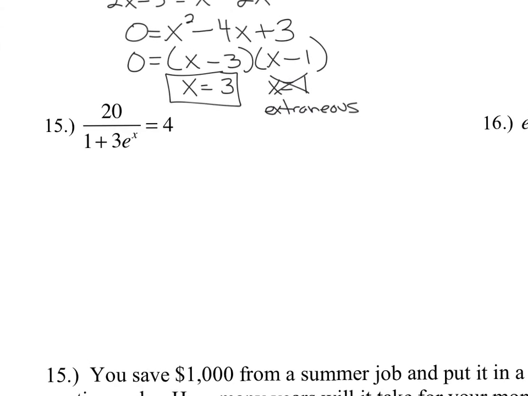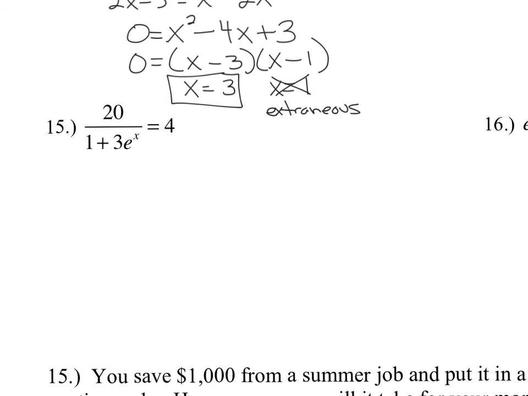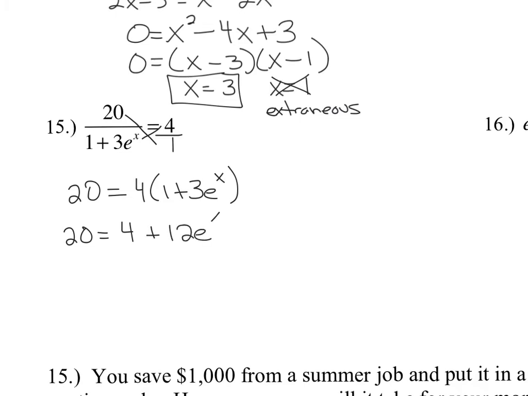Let's take a look at number 15. Number 15 looks pretty complex. It's not so bad. So for number 15, the first thing I'm going to do is put a 1 underneath the 4. Because in this problem, you're also going to have to cross multiply. So you're going to multiply 20 times 1, which is just 20. And I'm going to multiply 4 times 1 plus 3e to the x. So let's see, distribute, you get 4 plus 12e to the x.